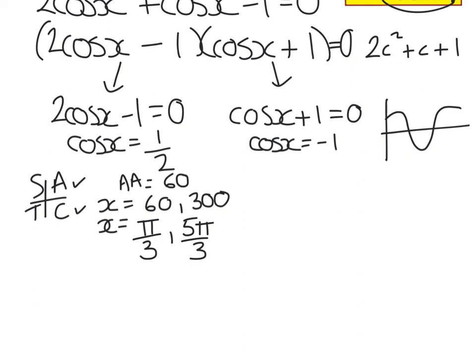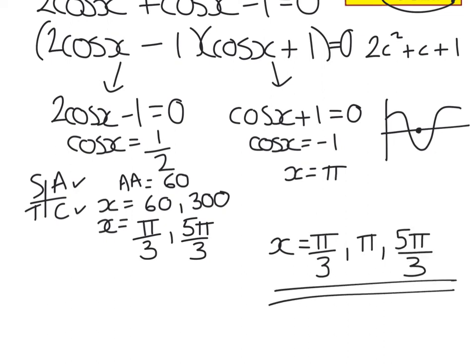Right, let's go solve the other equation now. Cos x equals -1 is here, right in the middle. So that is just at pi for 180. So my final conclusion, x equals pi over 3, pi, and 5 pi over 3.